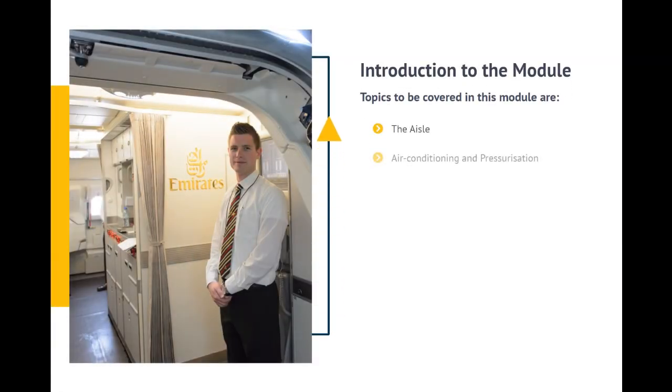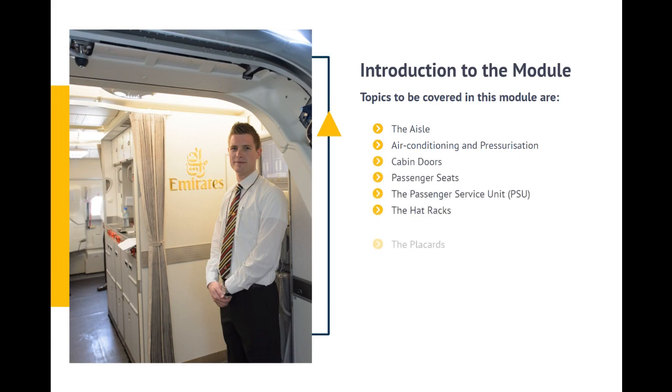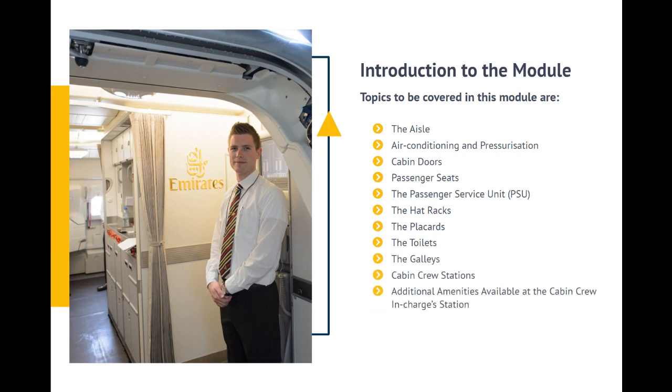Topics to be covered in this module are: the aisle, air conditioning and pressurization, cabin doors, passenger seats, the passenger service unit, PSU, the hat racks, the placards, the toilets, the galleys, cabin crew stations. Additional amenities available at the cabin crew in charge's station.